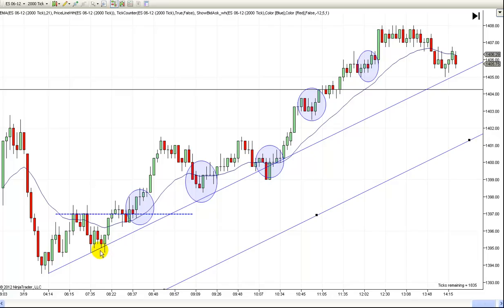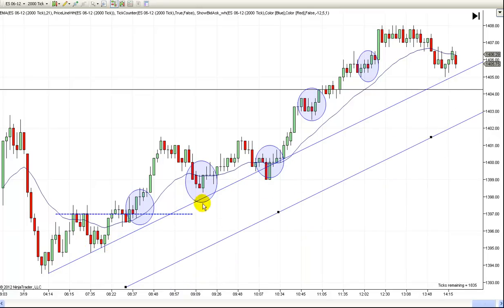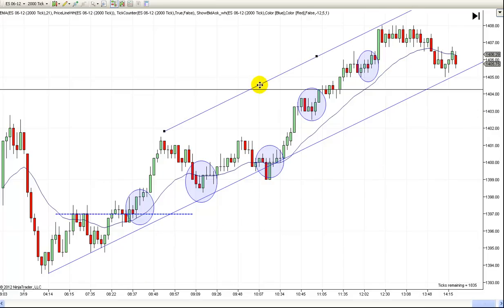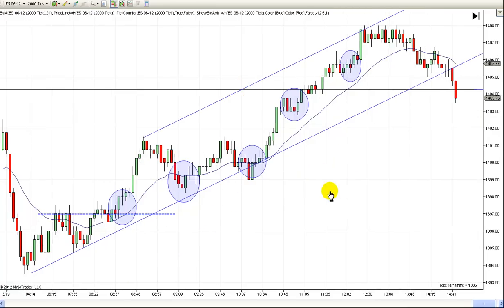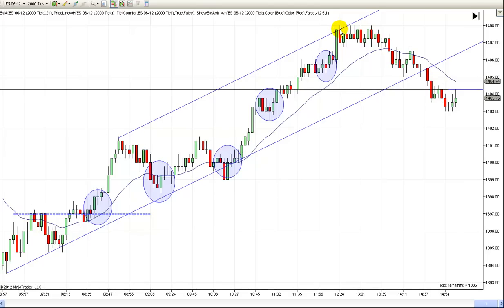We did get a little stem here, but you notice prices closed inside the channel. I copied that line, and you can see how that line pretty much held prices the rest of the day. I carried it to the top of the price action, and what do you know? That's exactly where prices made it to and turned.